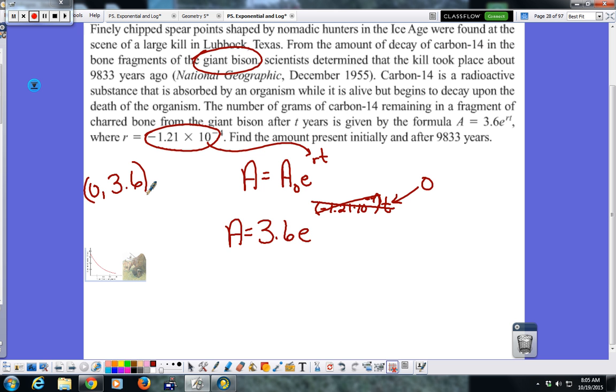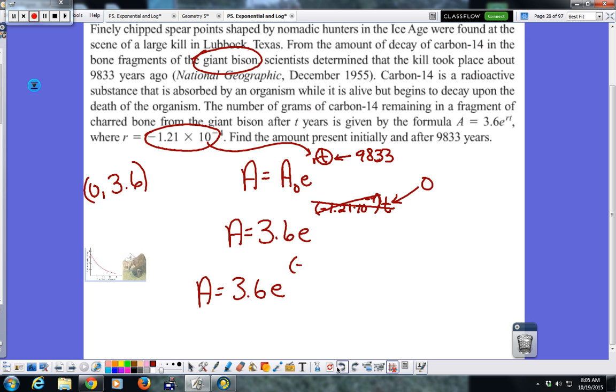But we are 9,833 years later. We want to know how much of that 3.6 grams has decayed over those 9,833 years. So we go back to our formula, take out t, and plug in 9,833. That will tell us what it has decayed down to. So the amount now present is equal to 3.6 times e to the negative 1.21 times 10 to the negative 4.